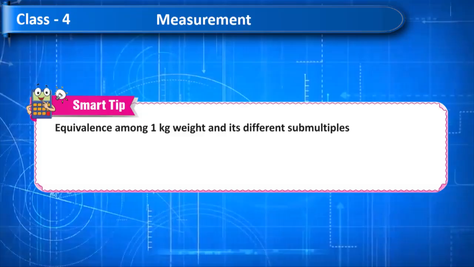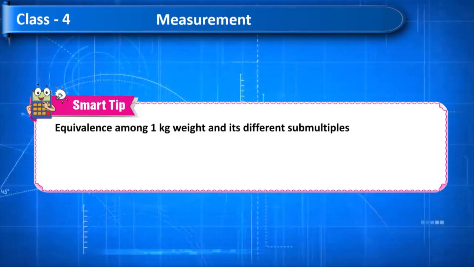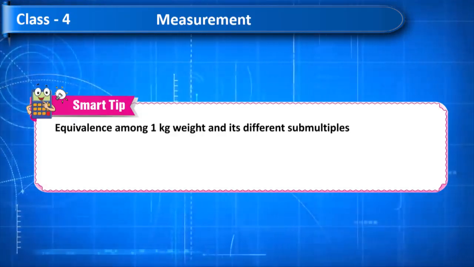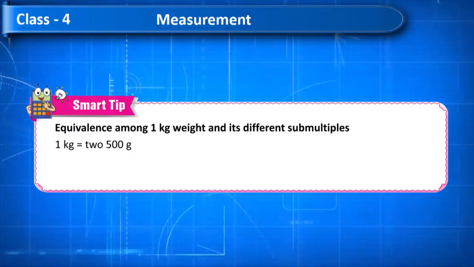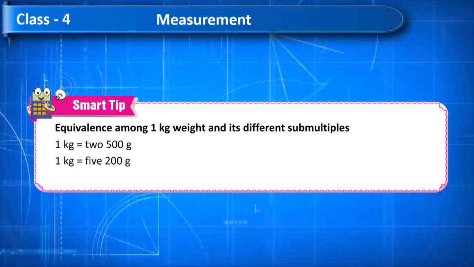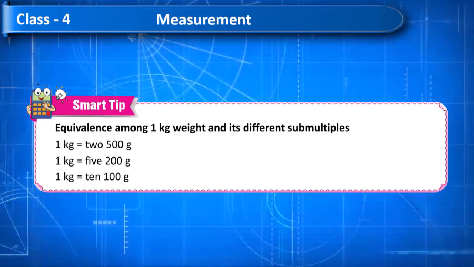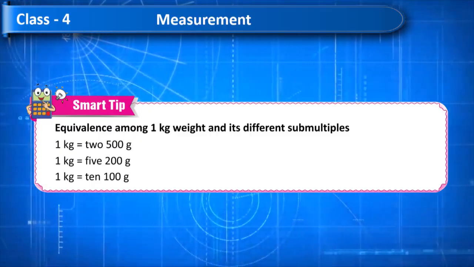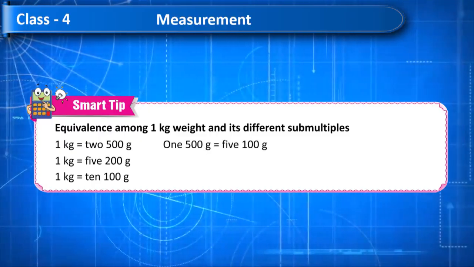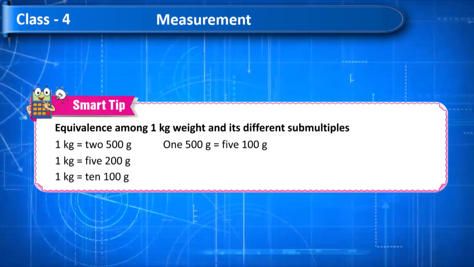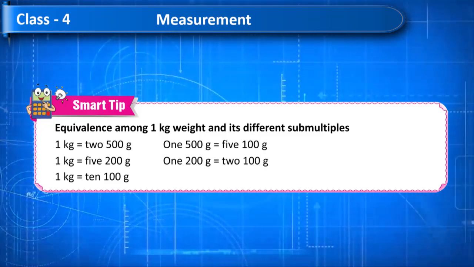Smart tip. Equivalence among 1 kilogram weight and its different submultiples. 1 kilogram is equal to 2 of 500 gram, 1 kilogram is equal to 5 of 200 grams, 1 kilogram is equal to 10 of 100 grams. 1 of 500 gram is equal to 500 grams. 1 of 200 gram is equal to 200 grams.